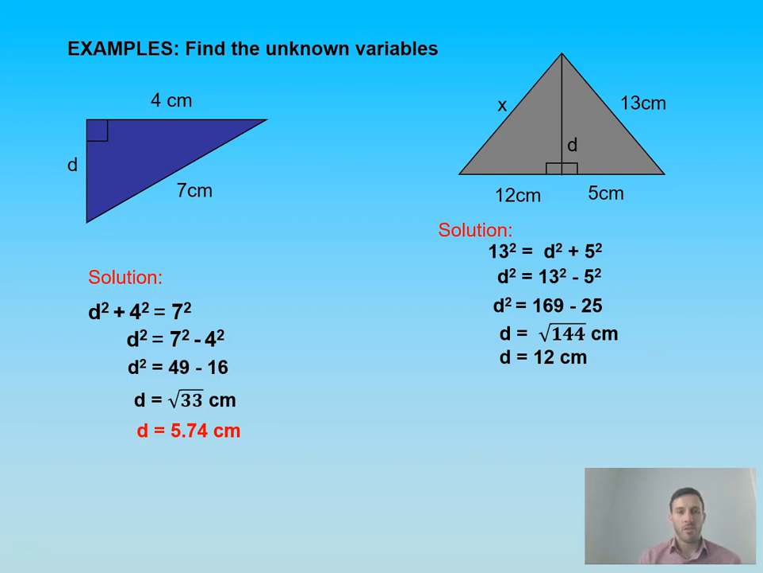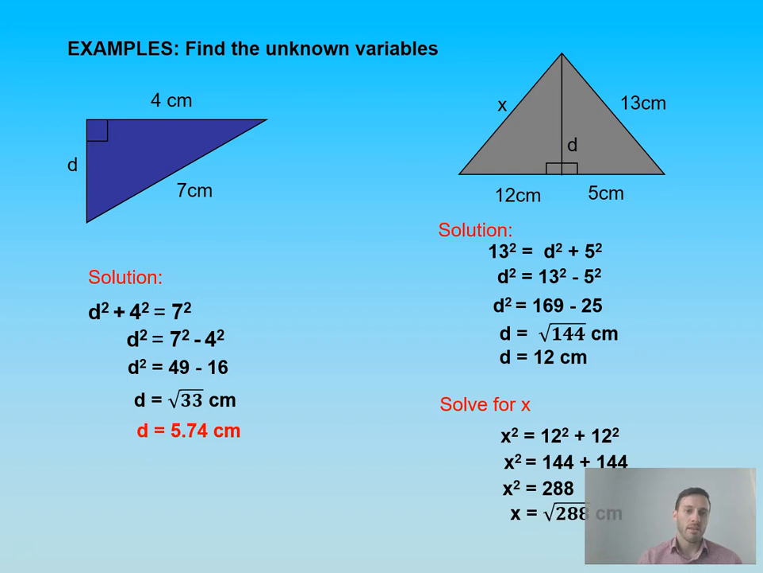Now we have enough information to solve for x. So now we can use Pythagoras' theorem again. We say that x squared is the hypotenuse in this case, so we're solving the triangle on the left-hand side of the grey triangle. We're saying x squared equals 12 squared plus 12 squared. That is 144 plus 144 equals 288. And we square root both sides, and we get the square root of 288 centimetres. And that comes to 17 centimetres.